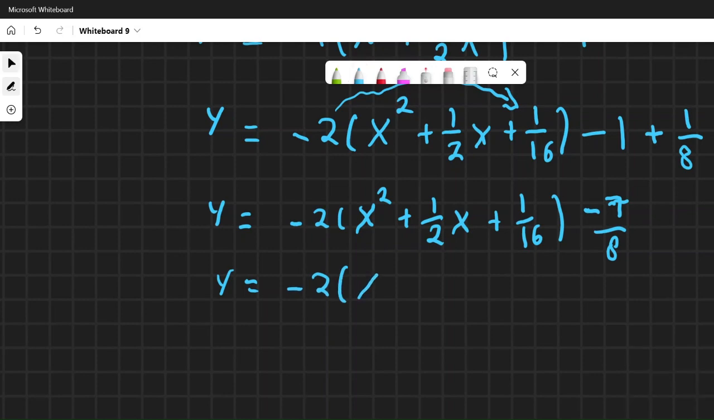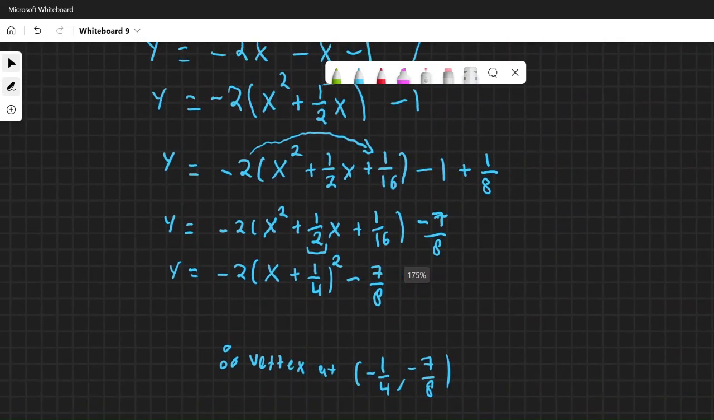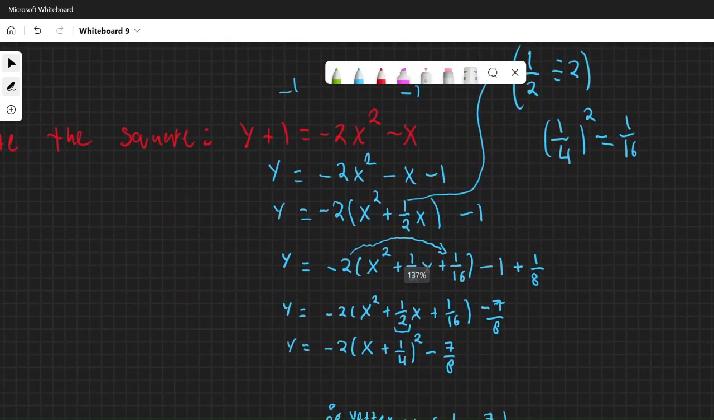So we'll have our x plus this b term divided by 2. So x plus 1/4 squared, or the square root of 1/16, but that's a little bit confusing. Then minus 7/8. So this means we have our vertex at negative 1/4, comma, negative 7/8. You could also put that in decimal form. I personally prefer the exact form, but it's whatever your teacher prefers.